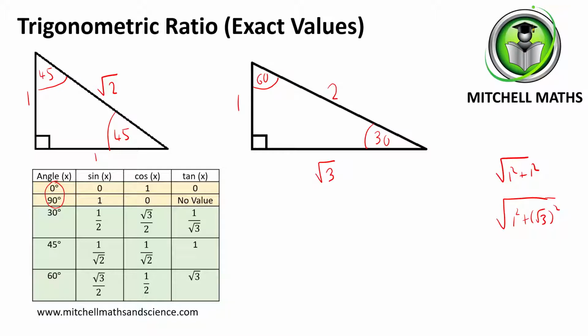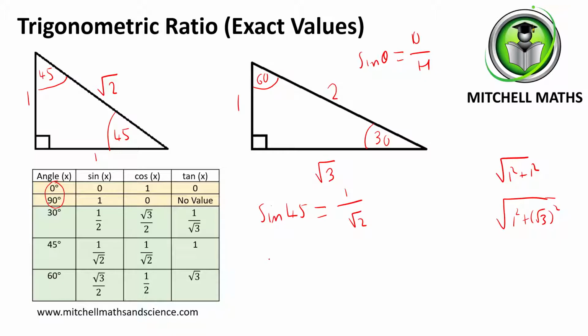So let's take, for example, sine 45. Well, for sine 45, we can use either of the angles. The opposite is going to be 1 and the hypotenuse is going to be root 2, because we know that sine angle equals opposite over hypotenuse. So sine 45 would be 1 over the square root of 2. And we could look at our table and you can see that sine 45 is 1 over root 2.